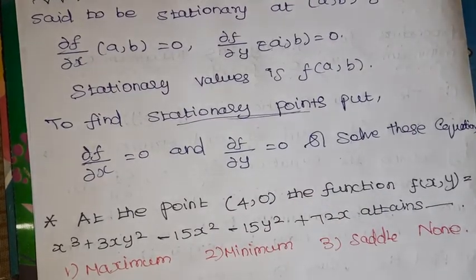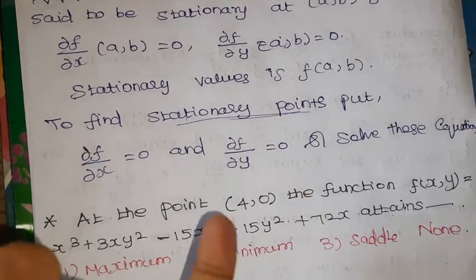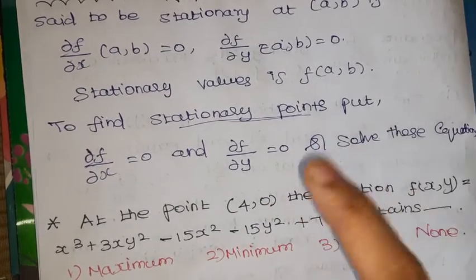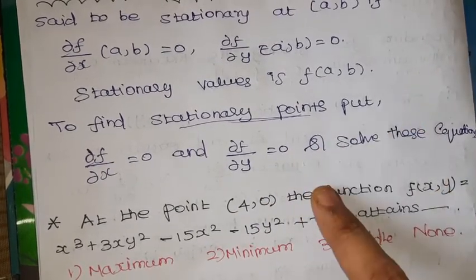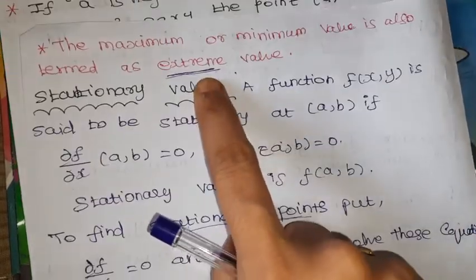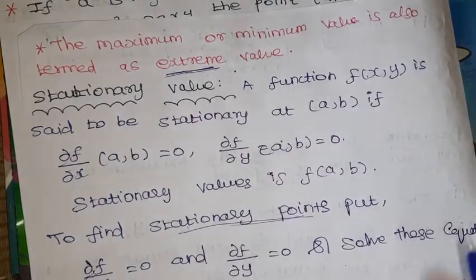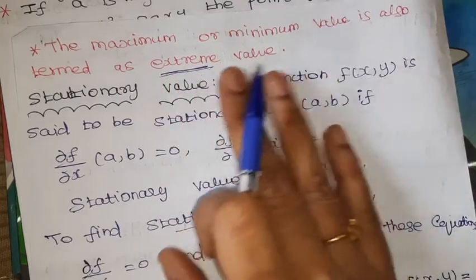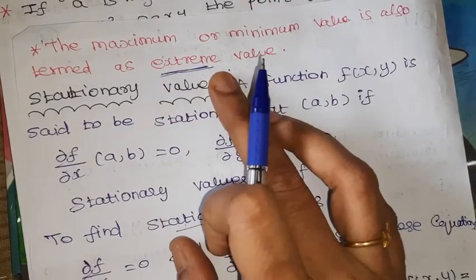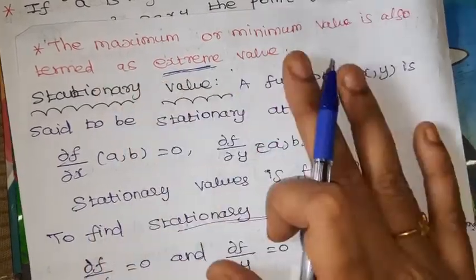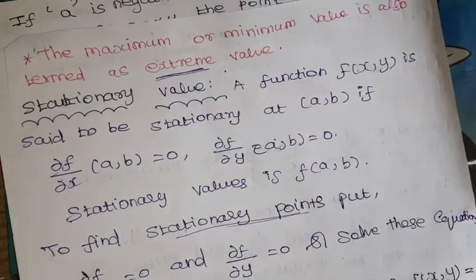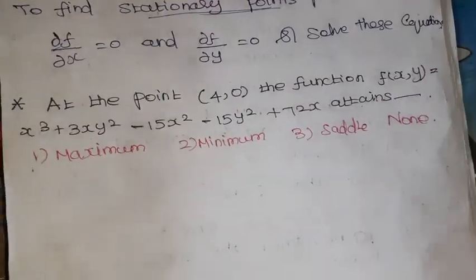For that we need to know what is a maximum point, a minimum point, a saddle point, and then what is an extreme point. In some questions there may be a chance to find the extreme value. Extreme value is nothing but the maximum or minimum value. Then what is a stationary point? Okay, let's solve problems, and we can get an idea.